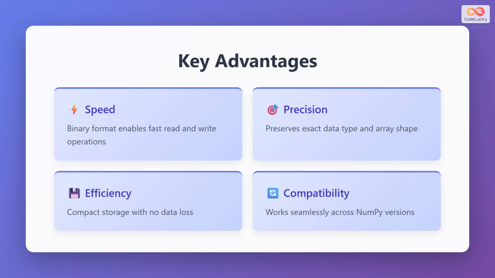Let's review the key advantages of using np.save. First, speed. The binary format enables fast read and write operations. Second, precision. It preserves the exact data type and array shape. Third, efficiency. You get compact storage with no data loss. And fourth, compatibility. The files work seamlessly across different NumPy versions.